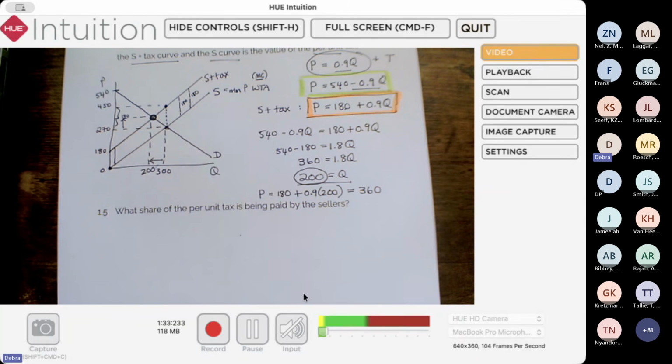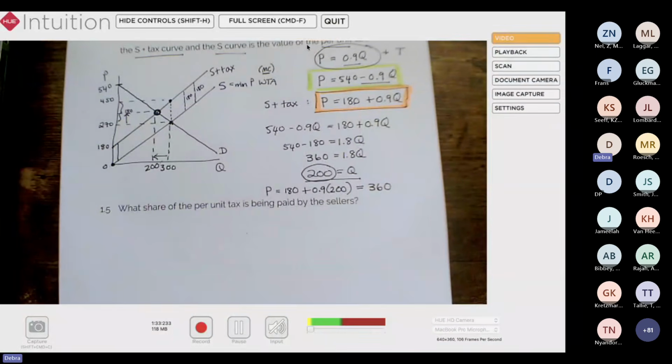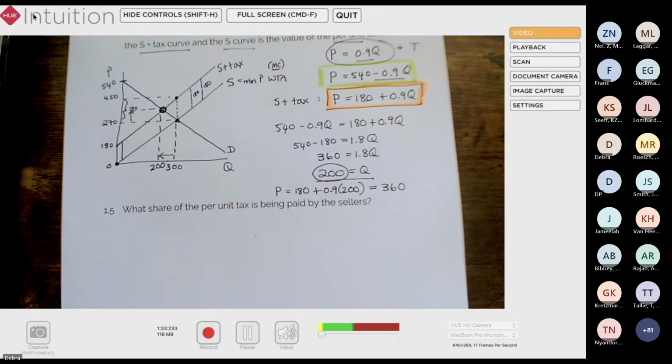Let me try make the doc-cam full screen. That is a really good question. Does that help? I'm just going to join on my phone so that I can make sure that I can see the chat, because once this is full screen now, I can't keep an eye on the chat.